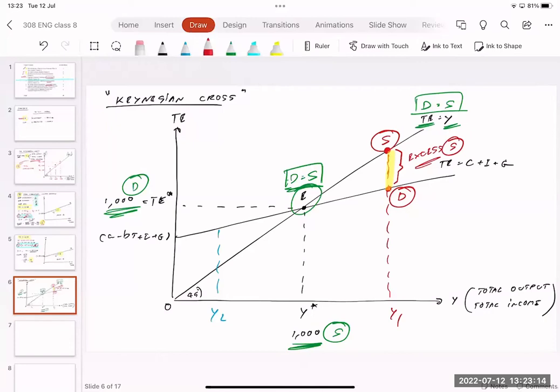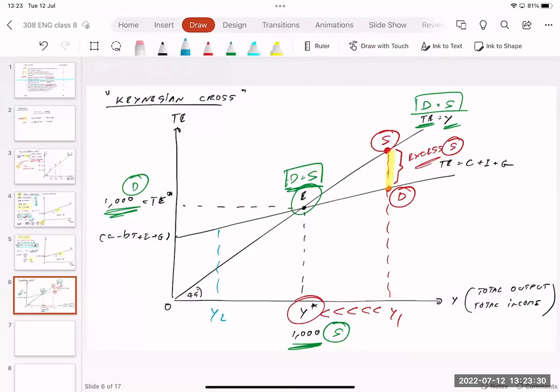So what the economy is going to do in the long run is reduce production. We're going to produce less. When we produce less, Y as total output is going to move to the left until it goes back to Y star as the equilibrium point.